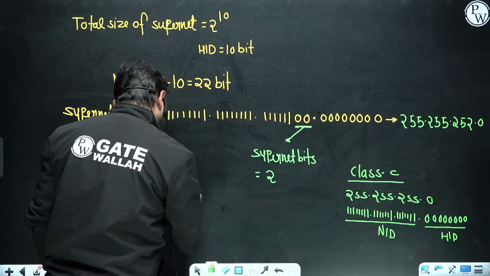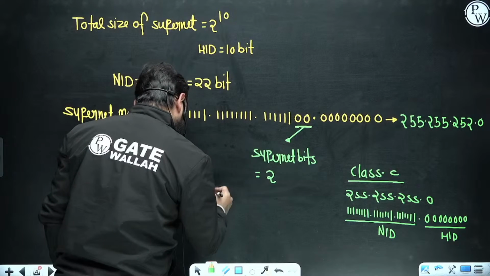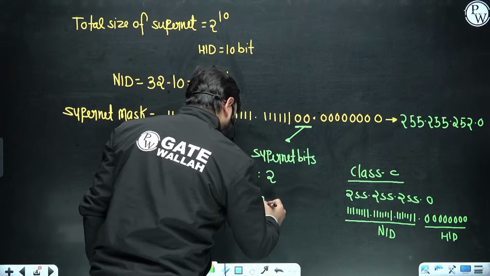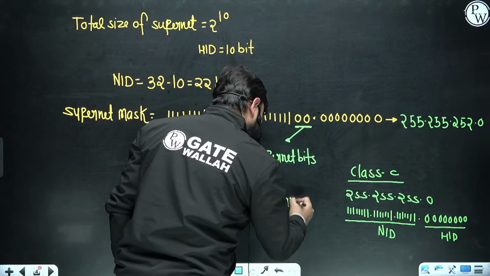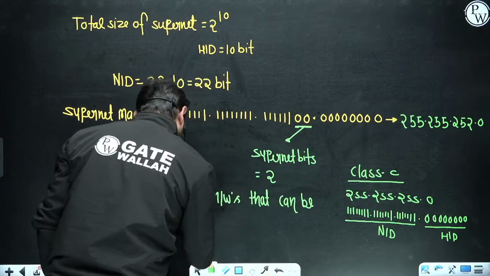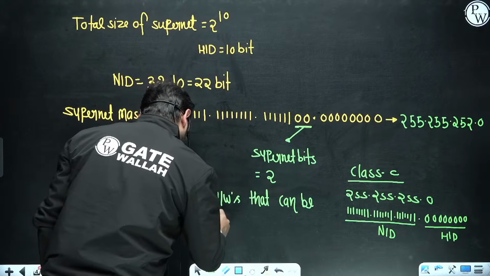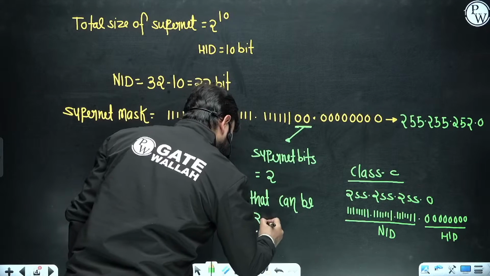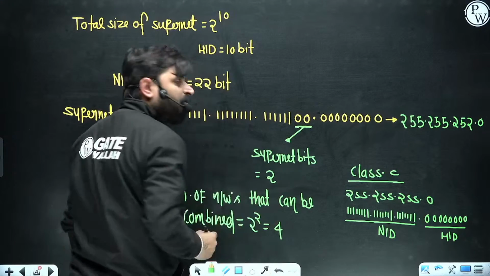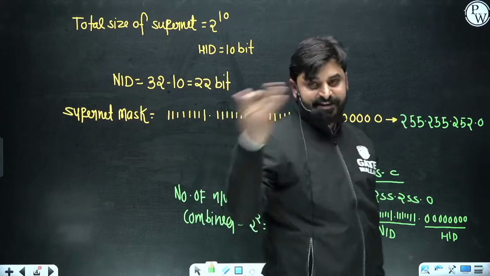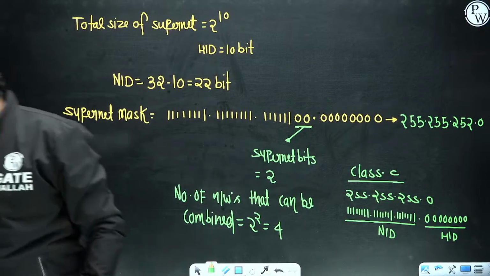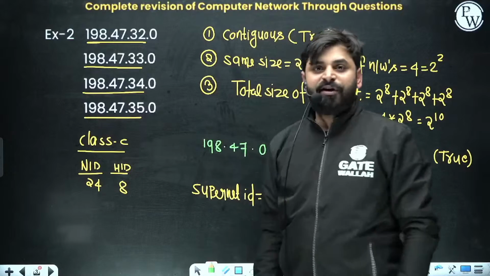So the number of networks that can be combined, can anyone tell me? 2 power 2, that is 4. So it means we have combined 4 networks. Yes, we have combined 4 networks, so we can find it easily.